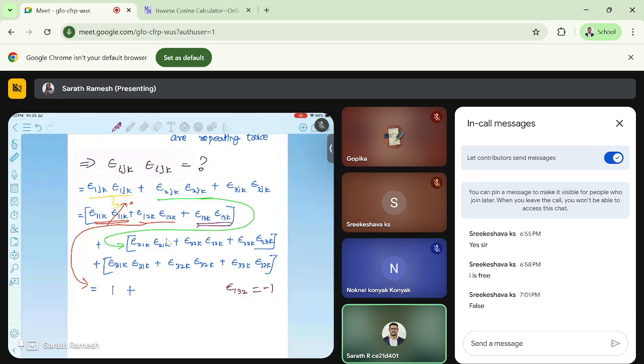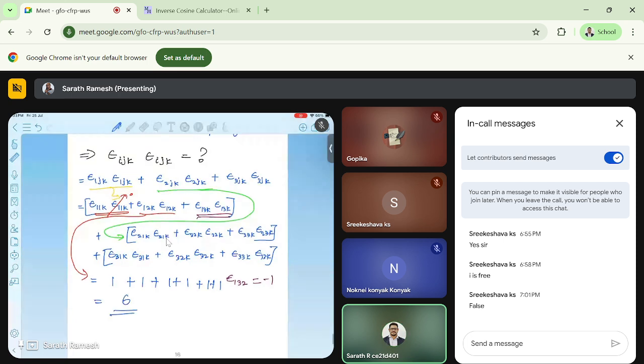Okay, and how about the third? Yeah, third term done. Similarly here we will get 1 plus 1 and similarly 1 plus 1. So finally we will end up with 6. So epsilon ijk answer is 6. Fine.